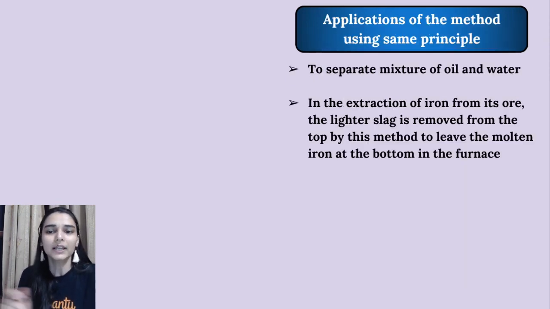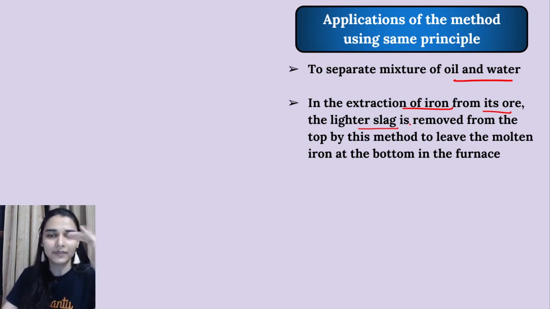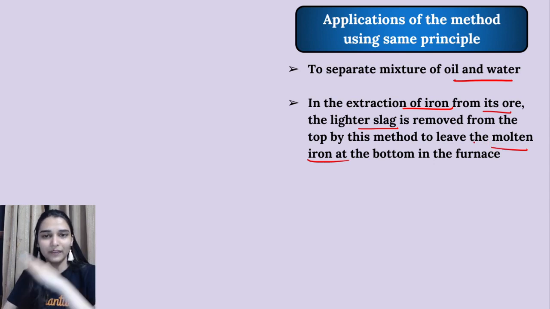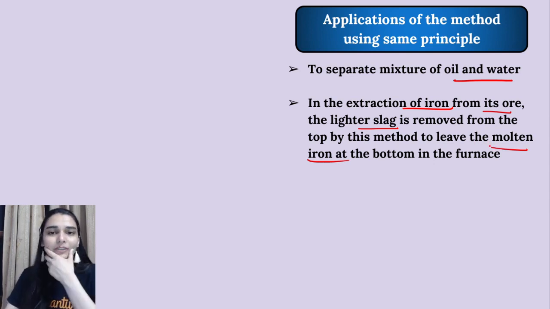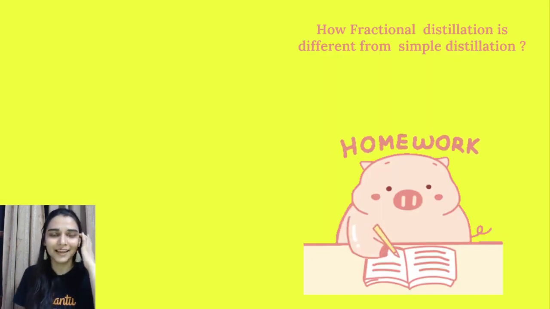through it. Okay, to separate the mixture of oil and water, extraction of iron from its ore, उसमें भी यही करते हैं. जो slag होता है, that is lighter, that is at the top, right, and your molten iron will be left behind at the bottom, right. So if you ever have to separate caffeine from the tea leaves, कैफीन को अगर टी लीव से सेपरेट करना है तो भी हम यूज करते हैं इसी का सेपरेटिंग वाला, ठीक है.